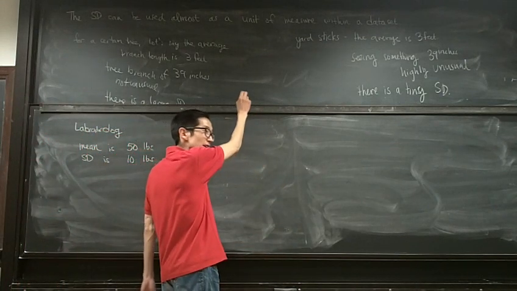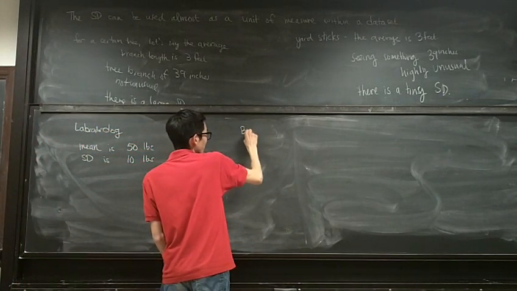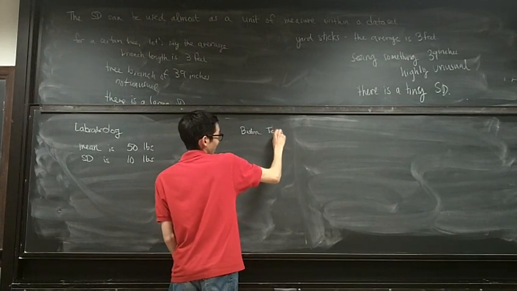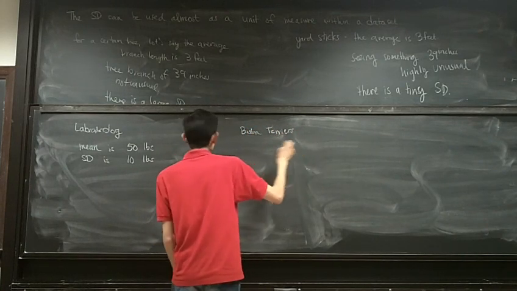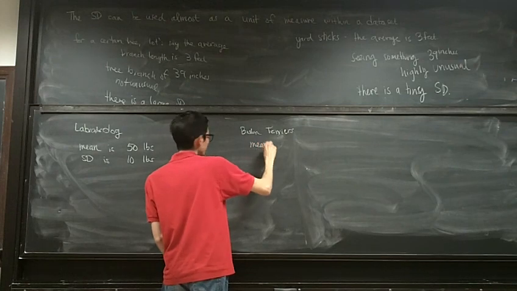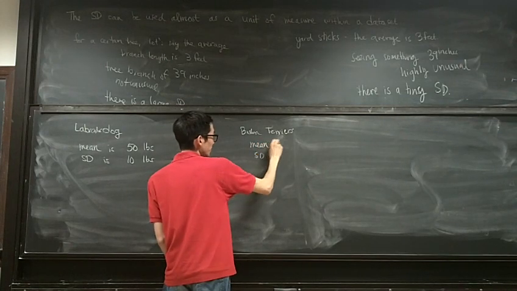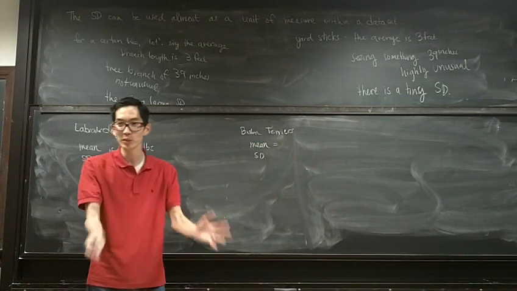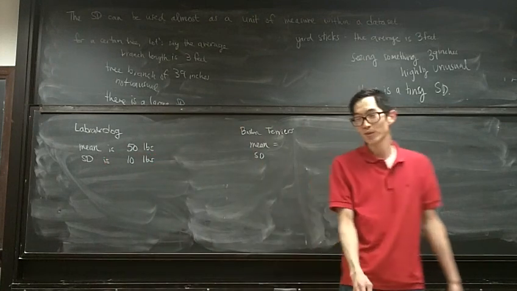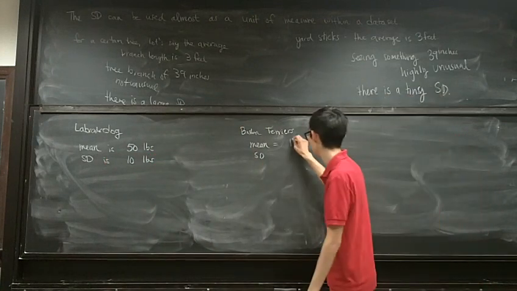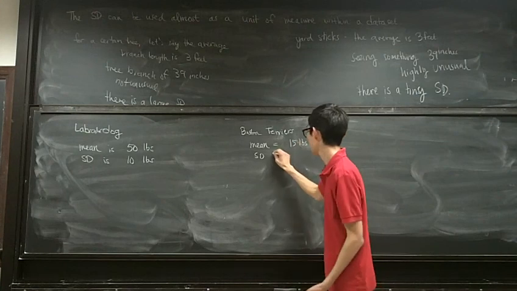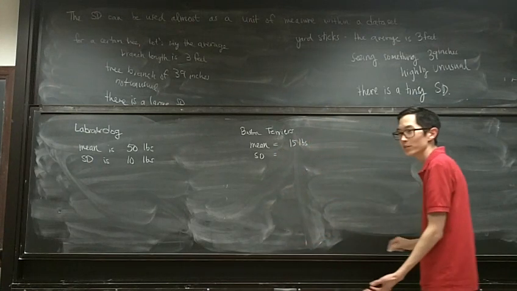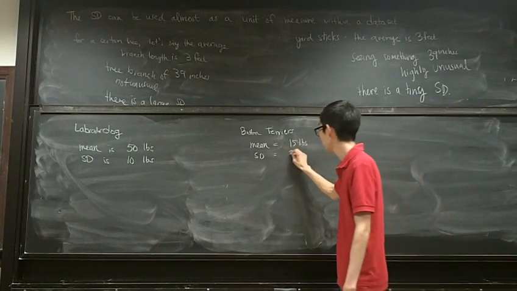Let's look at Boston Terriers, okay? And again, I'm making some numbers up, okay? But let's say the mean weight of a Boston Terrier, they're a lot smaller, right, is 15 pounds. That sounds good. Okay? And the standard deviation for Boston Terriers, let's say, is 3 pounds.